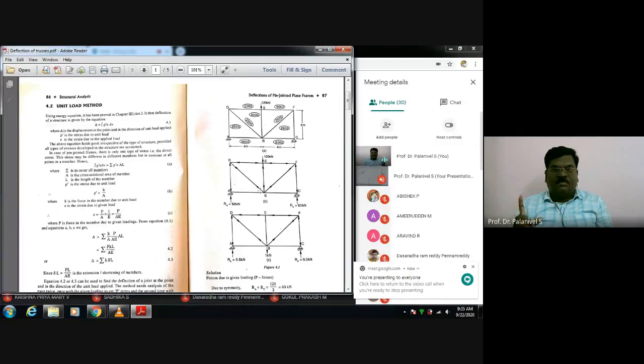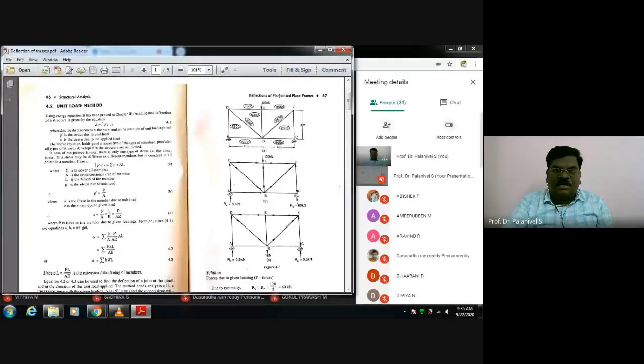For the given load. Then again you have to analyze the truss for the unit dummy load, applied at the joints where deflection is required, and in the direction in which the deflection is required. So it is required to analyze the truss twice, right? For that, you should be very strong in method of joints. Concurrently, you have to do method of joints.